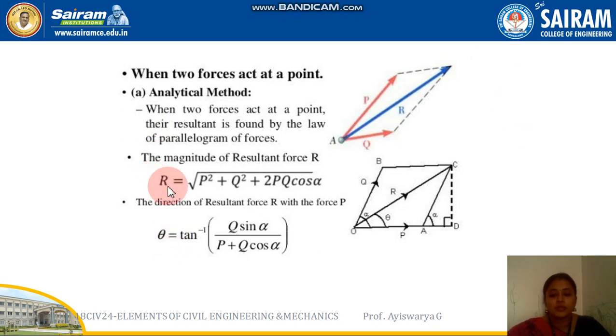The formula for the resultant force you have seen: R equals the square root of P square plus Q square plus 2PQ cos alpha, right? And theta is equal to tan inverse of Q sin alpha by P plus Q cos alpha. With respect to the previous figure we have written this R and theta formula.